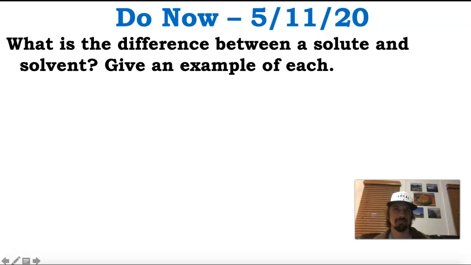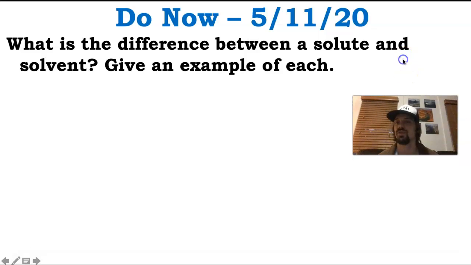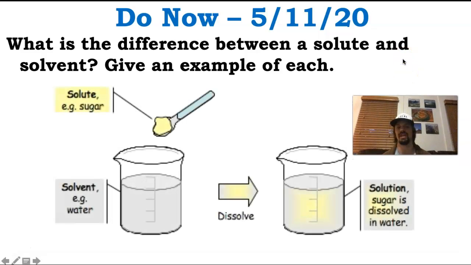So I'd like you to take a second and just think about what you know about these two terms. Hopefully you could think of an example like Kool-Aid. In Kool-Aid, you have a solution, and that's what we're studying this unit, at least this lesson. A solution is made up of two things, a solute and a solvent. So something is dissolved in water. What is dissolved is the solute. What is doing the dissolving is the solvent.